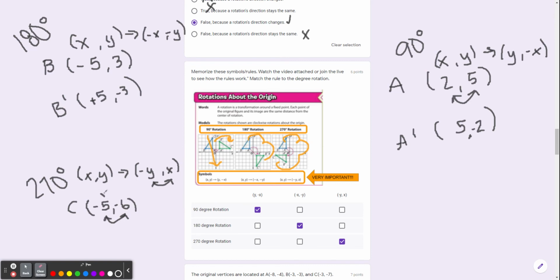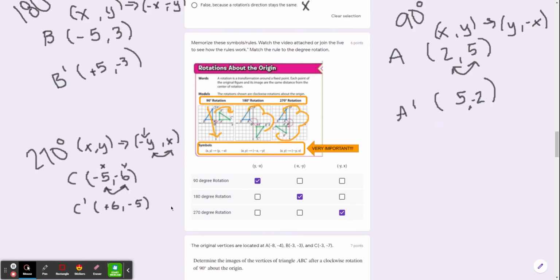So this was my original xy. Again, the rule tells me to pull the y to the front. Y comes to the front, x goes to the back, and which one needs to be opposite? The y. So the y was originally a negative 6. It becomes a positive 6 now. We're going to practice some more of those. So let's continue.